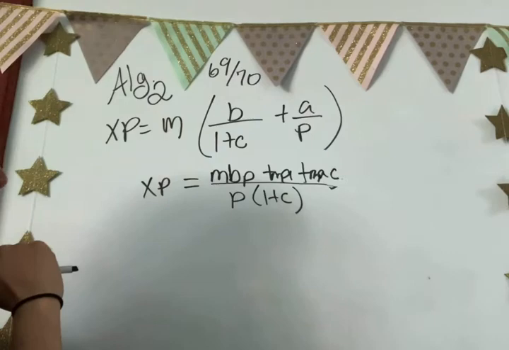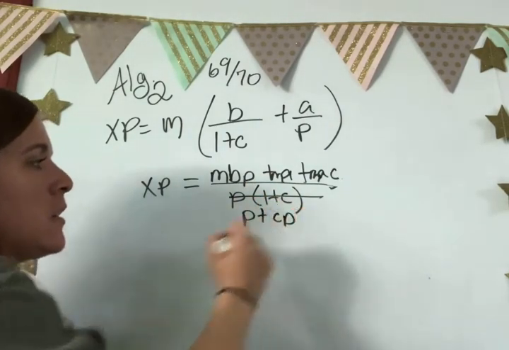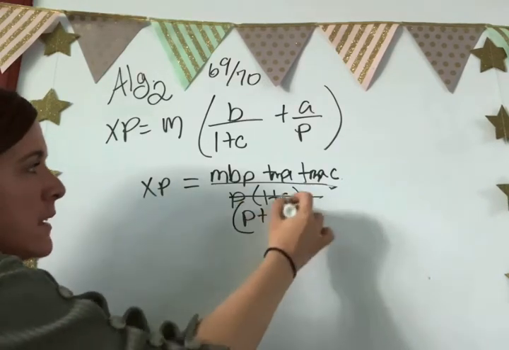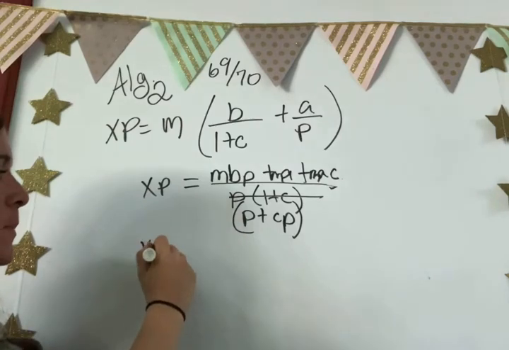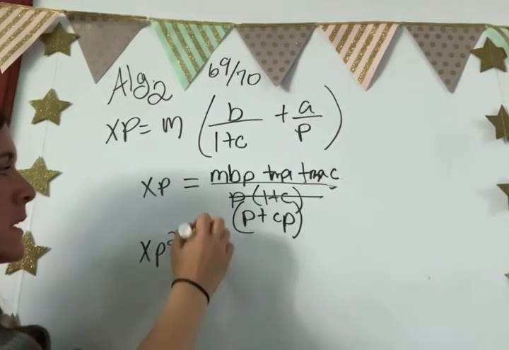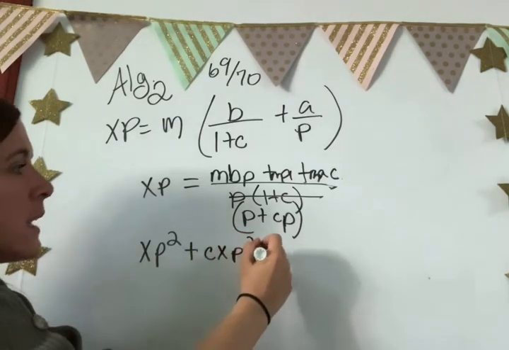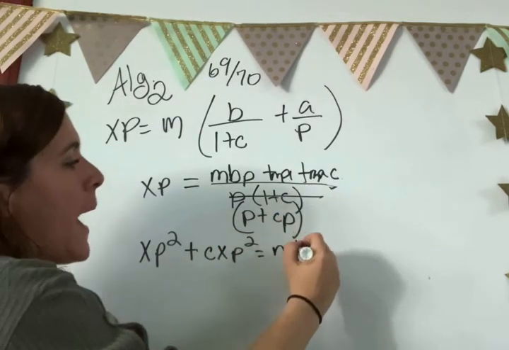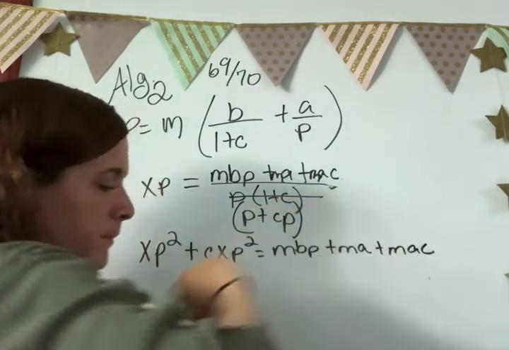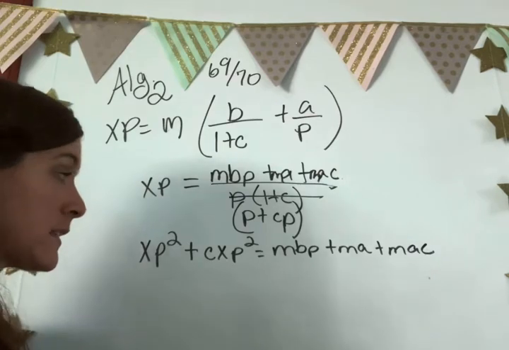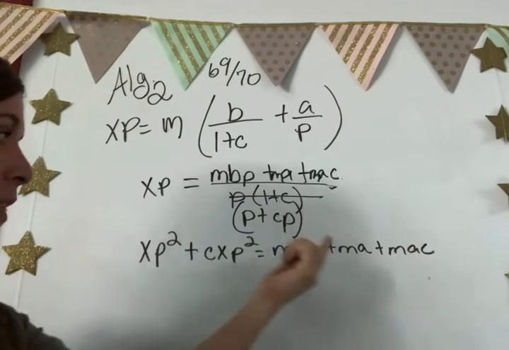Which means the first thing I'm going to do as well is I'm going to distribute this before it gets really confusing. So P and CP. This times XP. XP times P is going to give me XP squared plus XP times this is going to give me CXP squared equals M, all this stuff up here, MVP plus MA plus MAC. Okay? We are solving for C, remember? So we need to get everything over here that has a C and everything that doesn't over there.